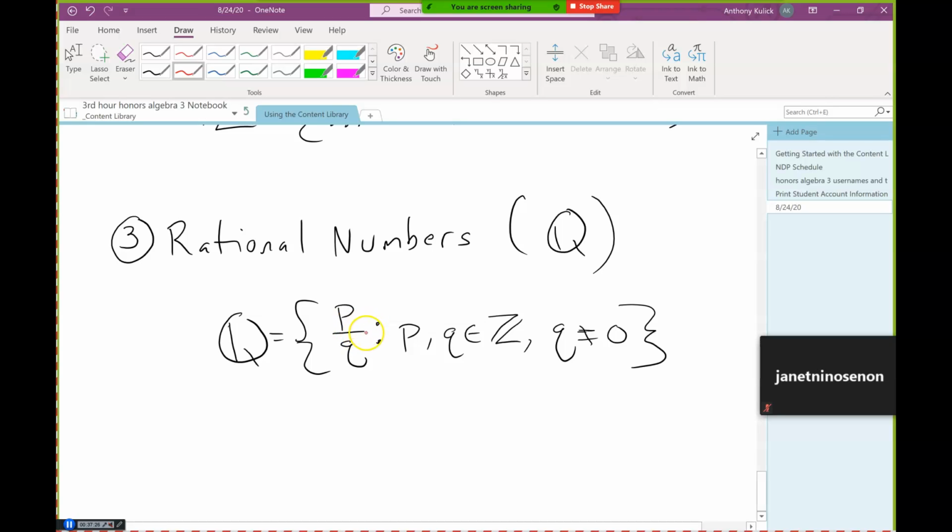So remember, when we do this set notation, this part in front of the colon is just describing what the things in the set look like. So what does P over Q look like? What kind of mathematical object does this look like? A fraction. So this is just going to be a set of fractions.